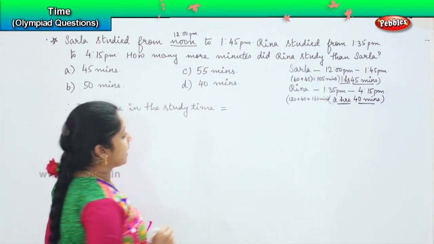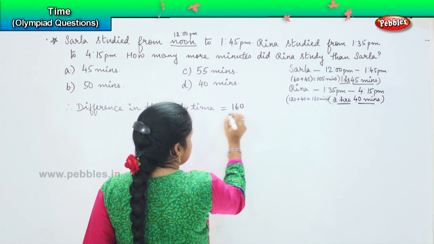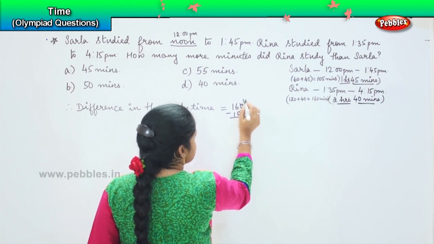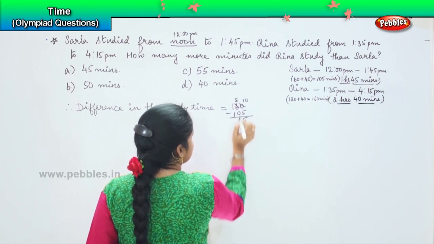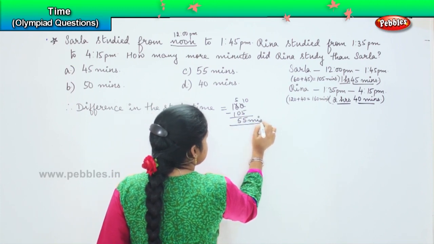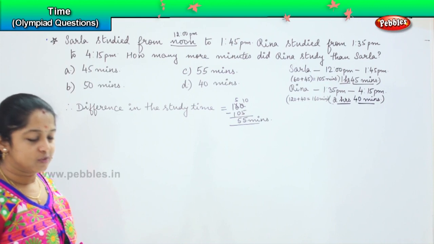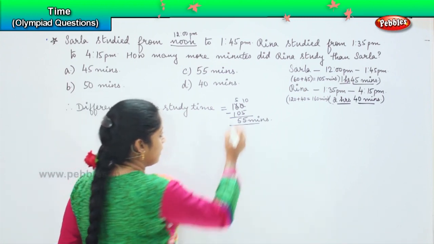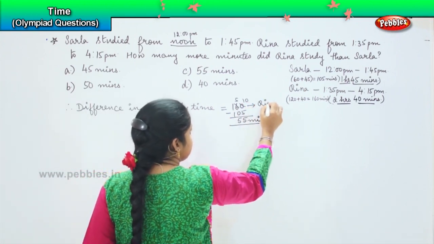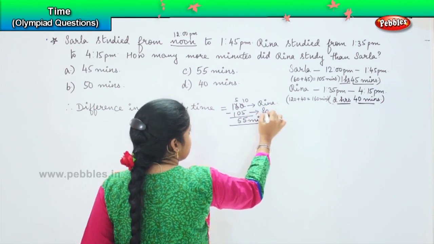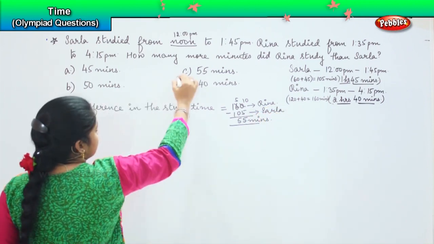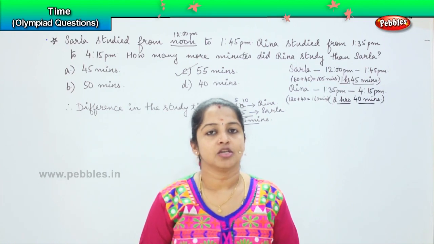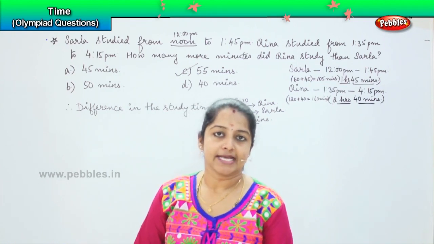Okay, so total time spent by Reena is 160 and total time spent by Sarla is 105. So 10 minus 5 is 5 and 5. So 55 minutes. Okay, so which means that Reena had studied 55 minutes more than Sarla. Okay, so this is the time of Reena and this is the time of Sarla. So your right answer will be option C, 55 minutes. Clear, children? Understood the question? So it was little twisted, but it was easy as when we solved, right?